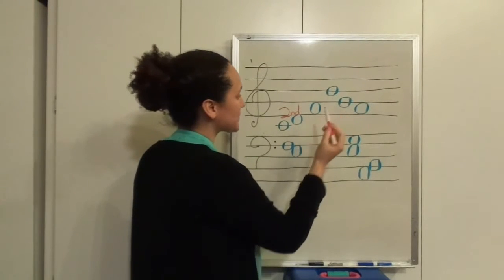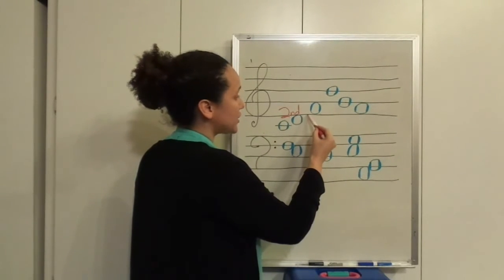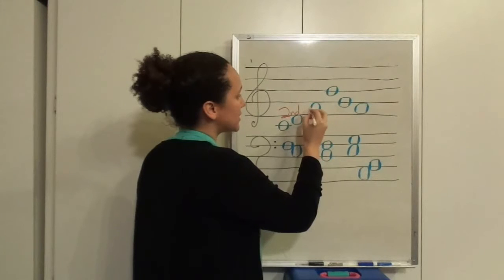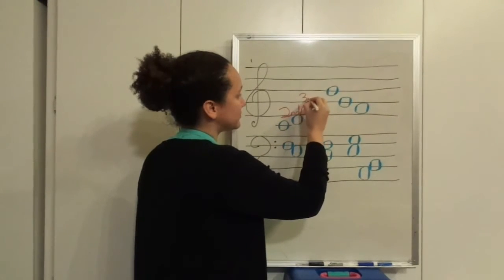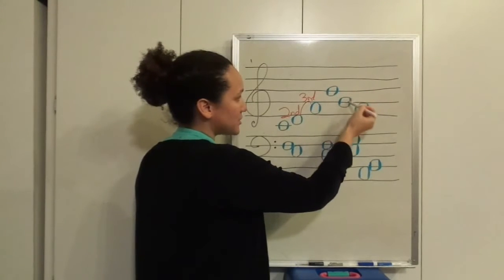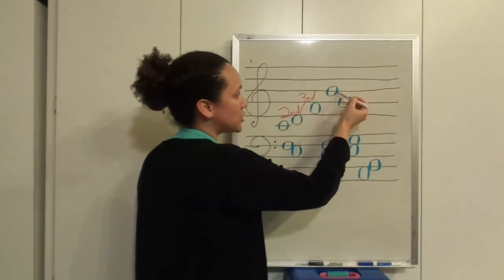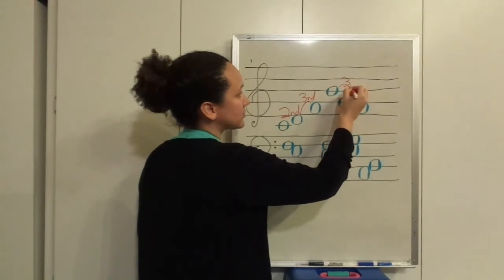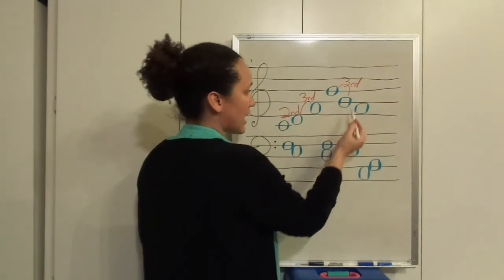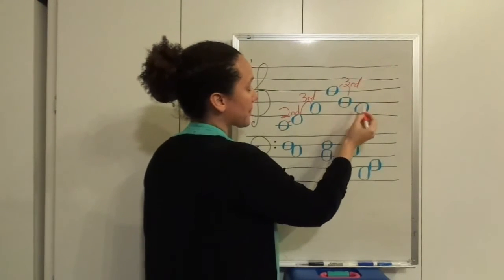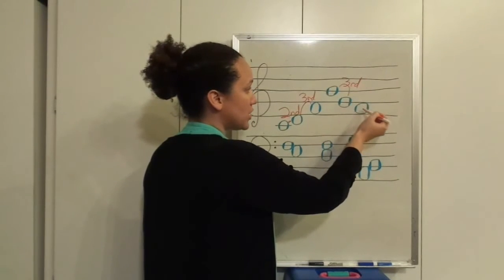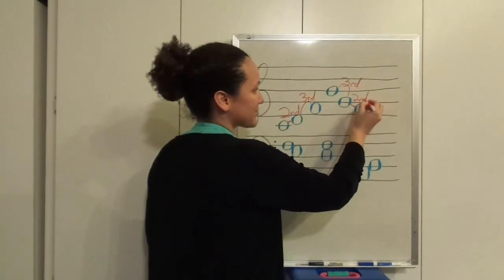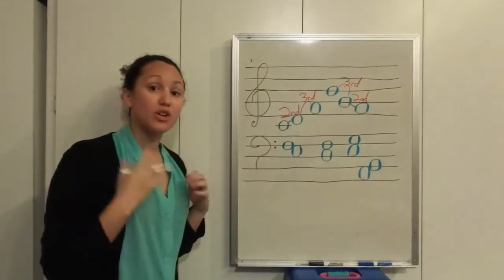And counting from the bottom, 1, 2, E would be the line, and 3. So D to F would be a third. Counting from the bottom, 1, space, 2, 3, so the G to the B would also be a third, or a skip. And then counting from the bottom, 1, 2, from the F to the G would be a step, or a second.